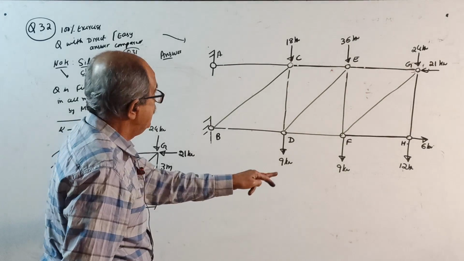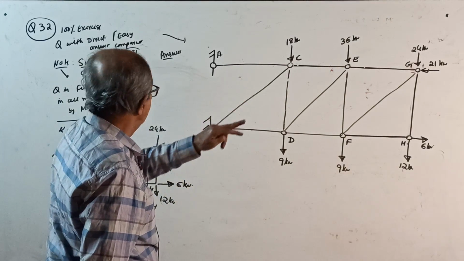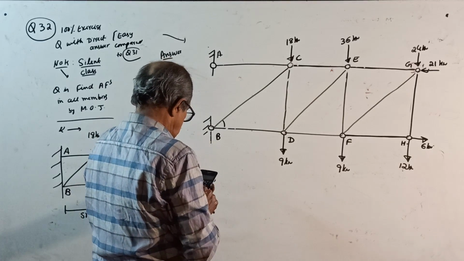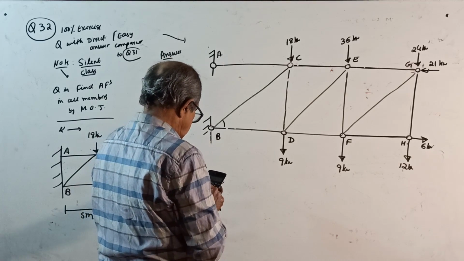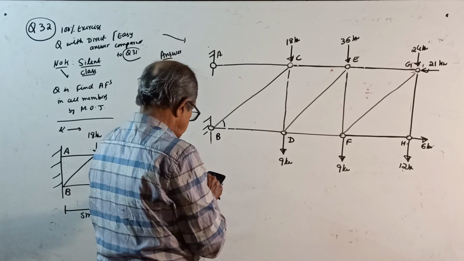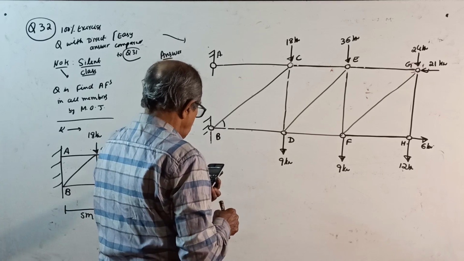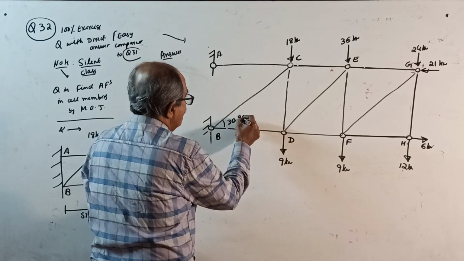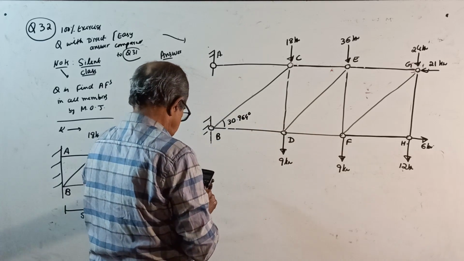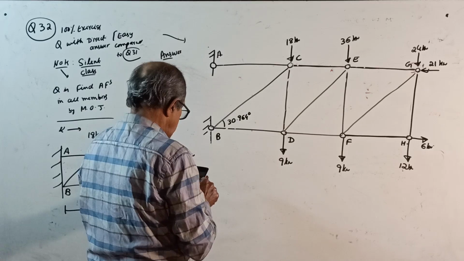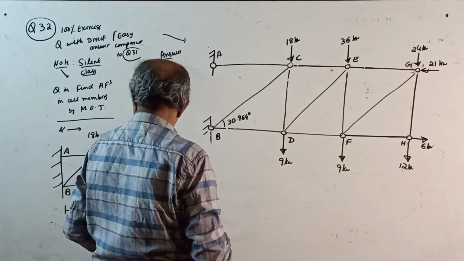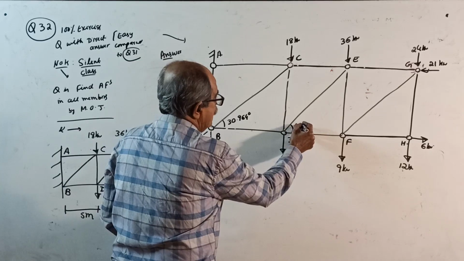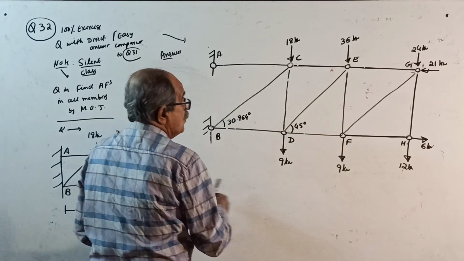Nine, 18, 36, 24, 18, 24, 21, 36. 3 by 5, shift tan inverse 3 divided by 5, 30.96 degrees. 3 by 3, 3 by 4.